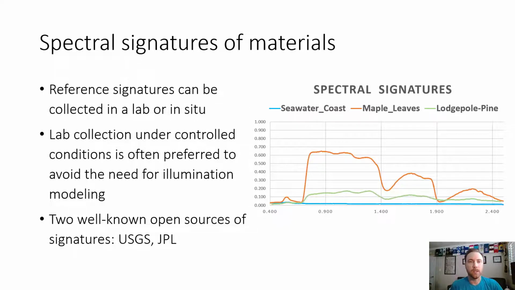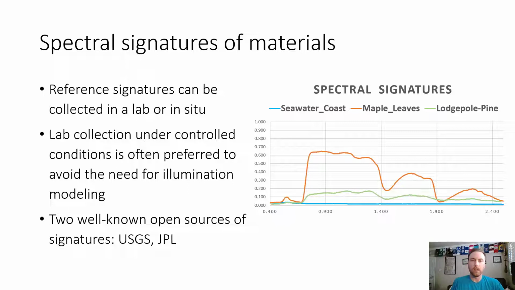Reference signatures can be collected in a lab or in situ. So what that means is that if we're looking for a specific type of object, we can collect a signature in advance, meaning that we essentially have a criteria. And then if we find objects that meet that criteria, we can say, yes, this is in fact substance A, B, or C. So we essentially get the signature of an object in advance. And then if we go out looking for the object, if we find that signature, we can say, there it is.